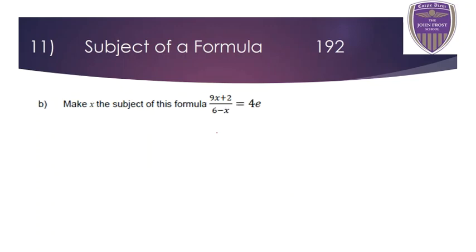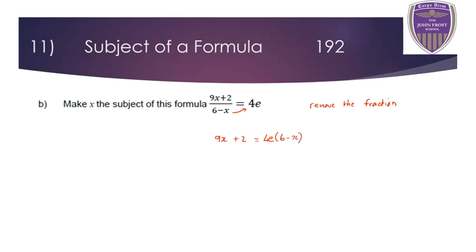Okay, a different type of problem we could have with rearranging formula is that one of the sides could contain a fraction or even both, but in this case just one. And the first real thing that we need to do is try and remove the fractions. So in other words, the denominator part of this fraction here, the 6 minus x, we can multiply it through and we can multiply the 4e by it. So on the left-hand side, it would leave me with 9x plus 2. And on the right-hand side, it would be this 4e that's here already, multiplied by 6 minus x.